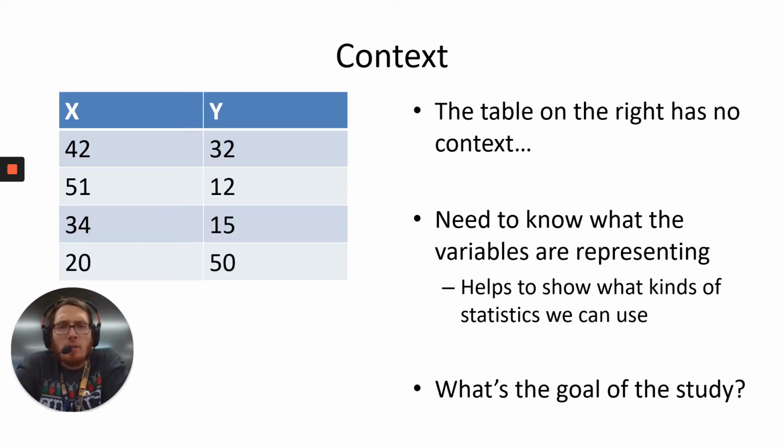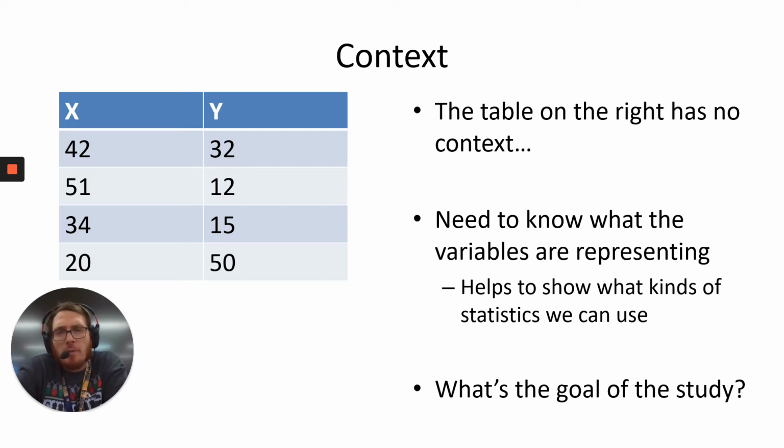The first thing to make sure we understand is what is known as context. Now, context is pretty straightforward to understand. It's just saying, well, what is this talking about? What are the variables representing? What are my categories? What am I trying to find? For example, this table that I've put here has no context. It's just X and Y. We don't know what we're looking at.